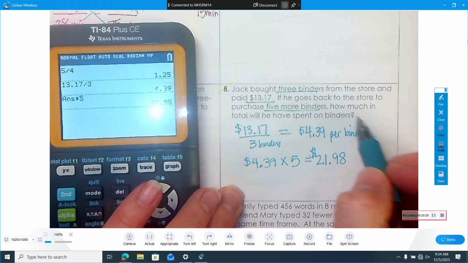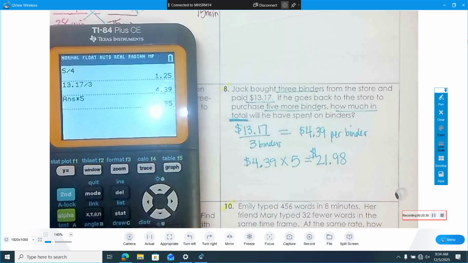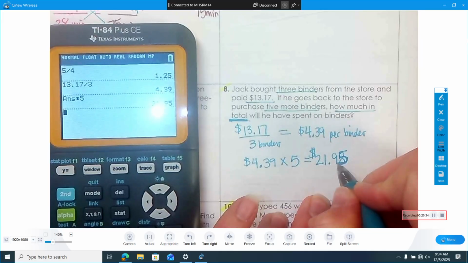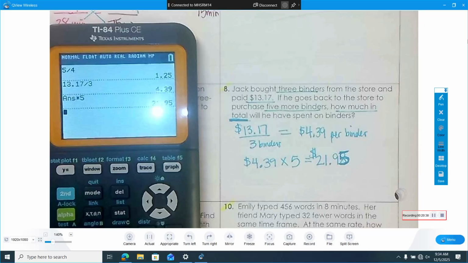So then the question is really asking how much in total will he have spent? How do we figure out how much in total he spent? Add them. Add what?